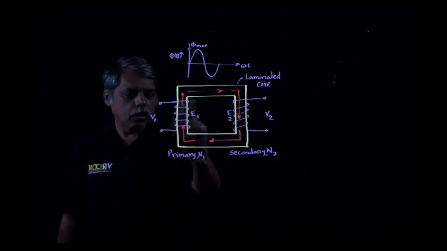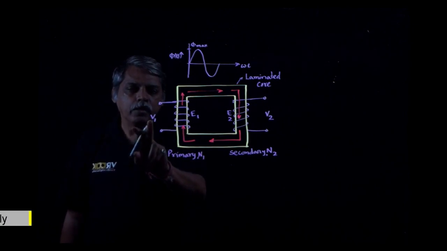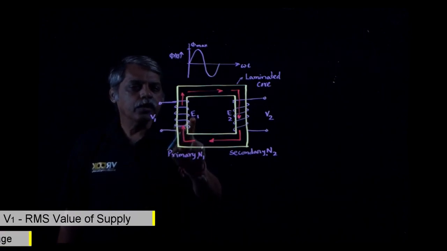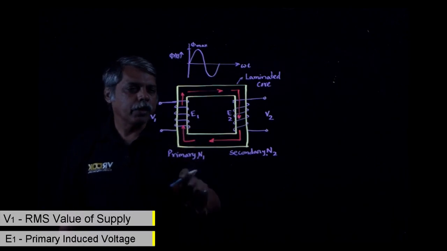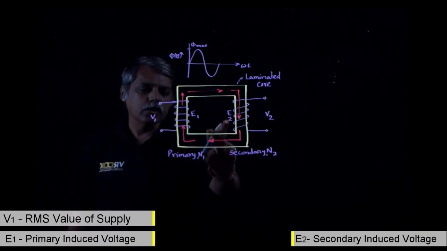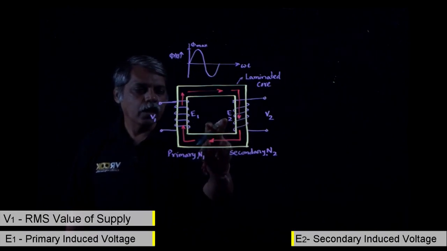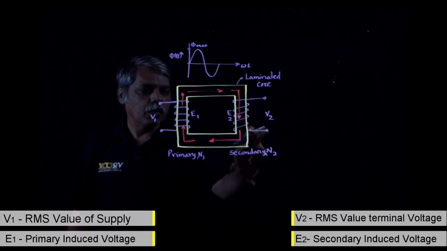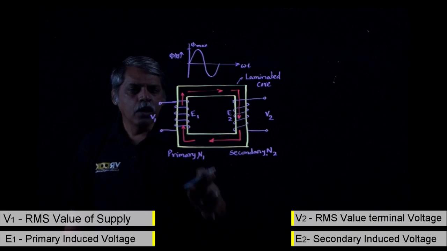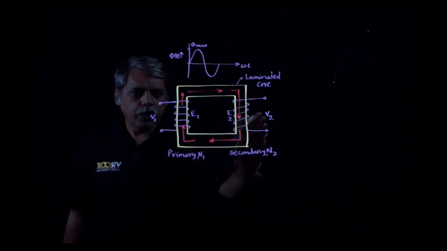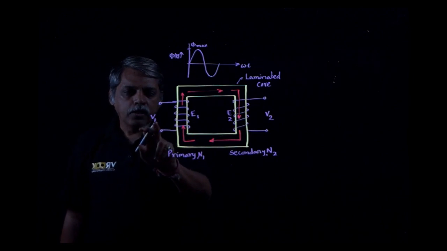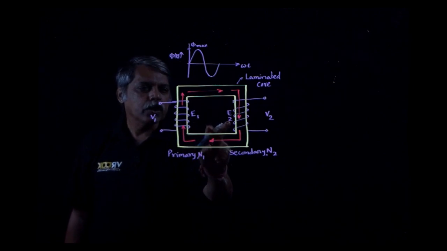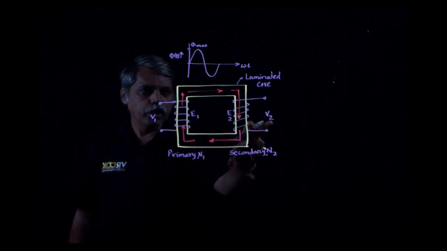In this transformer, V1 is the RMS value of the supply voltage that I am giving to the primary. E1 is the RMS value of the induced voltage in the primary. E2 is the RMS value of the induced voltage in the secondary winding, and V2 is the RMS value of the terminal voltage available at the secondary terminals. Now, when you consider the transformer without load, the supply voltage V1 will be equal to the induced voltage E1. Similarly, the induced voltage E2 will be equal to the terminal voltage V2.